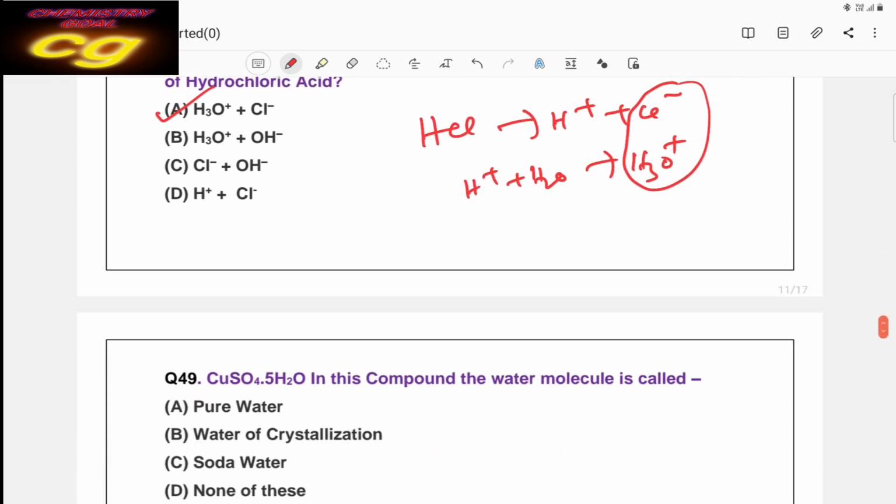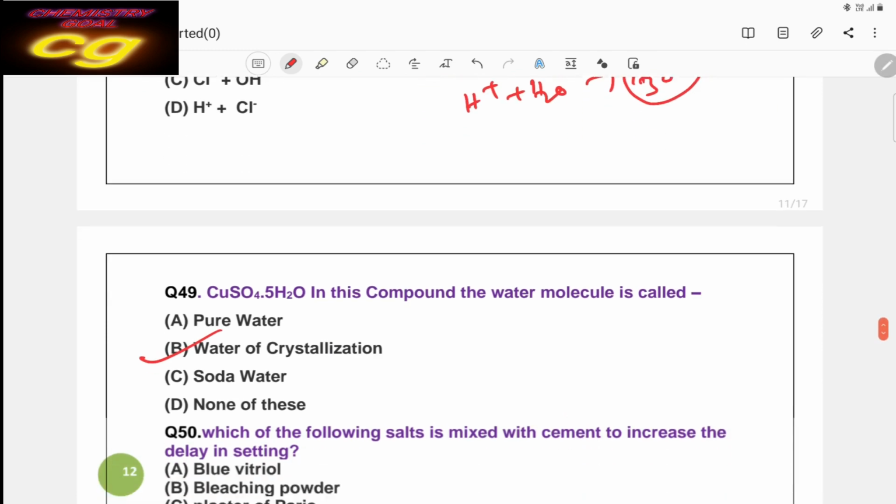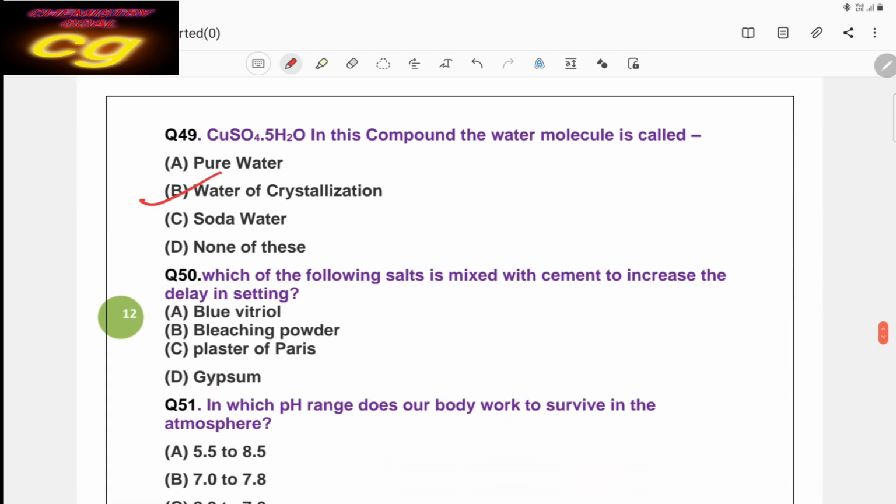Copper sulfate pentahydrate, CuSO4·5H2O, contains water molecules in the formula, which is generally called water of crystallization. Which of the following salts is mixed with cement to delay its setting? Generally gypsum salt, that is calcium sulfate with 2 water. When it is added, it delays the setting of cement. That's why we add gypsum salt to the cement.